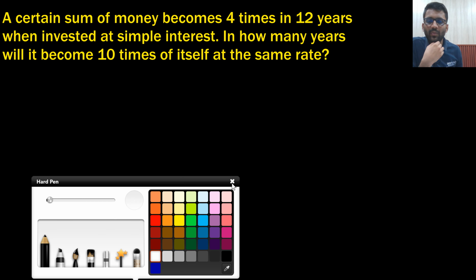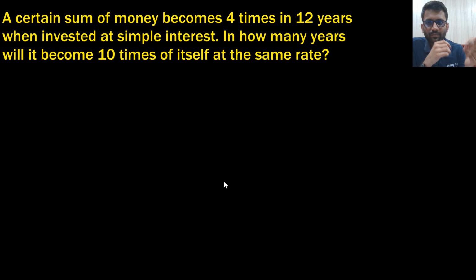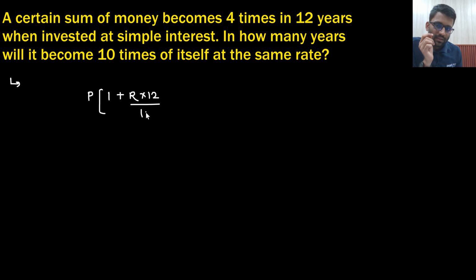A certain sum of money becomes 4 times in 12 years when invested at simple interest. In how many years will it become 10 times of itself at the same rate? It has become 4 times in 12 years. You started with P. There was some interest rate R. In 12 years, it has become 4 times. Do you agree to this equation?